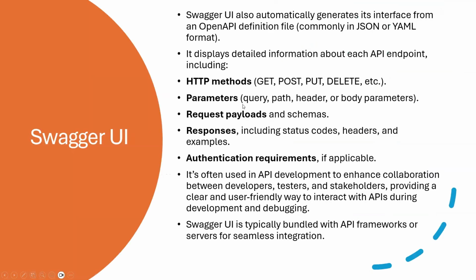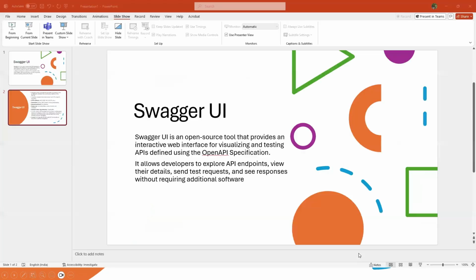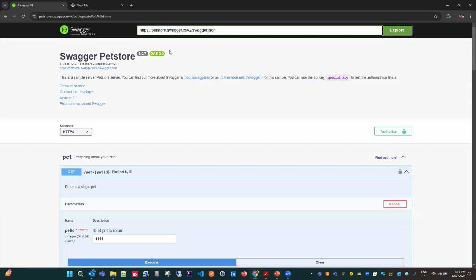Let's go to the next thing, why we are using it. Swagger UI automatically generates the interface from the OpenAPI definition. So it will display the HTTP method, parameters, request payload, response, and authentication also. So you will see all those things. Let's directly jump into one of the examples related to Swagger.